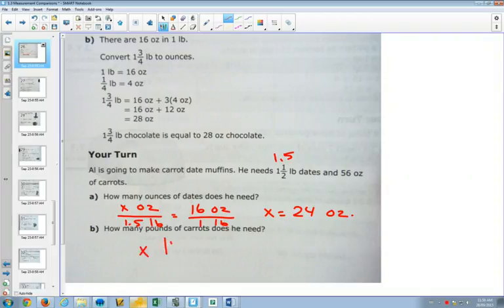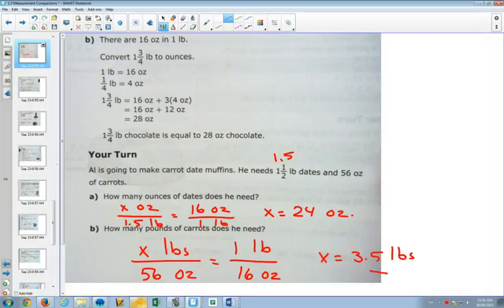And how many pounds of carrots? So we want to find pounds. We know we have 56 ounces. We know that 1 pound is 16 ounces. Multiply both sides by 56. And 1 divided by 16 times 56 is 3.5 pounds. Awesome.